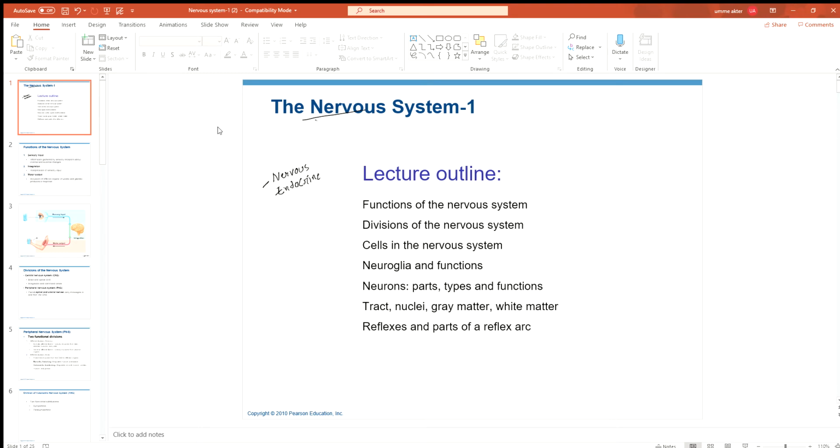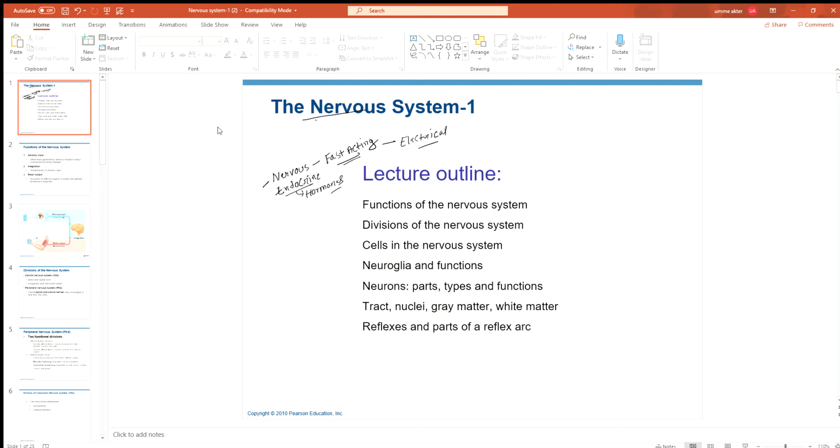Among these two systems, nervous system is called fast acting control system because it responds very quickly by electrical signal transmission. Endocrine control is done by the hormones, endocrine hormones. So this one is much slower. And nerve signal transmission is electrical signal transmission, so it is very fast.